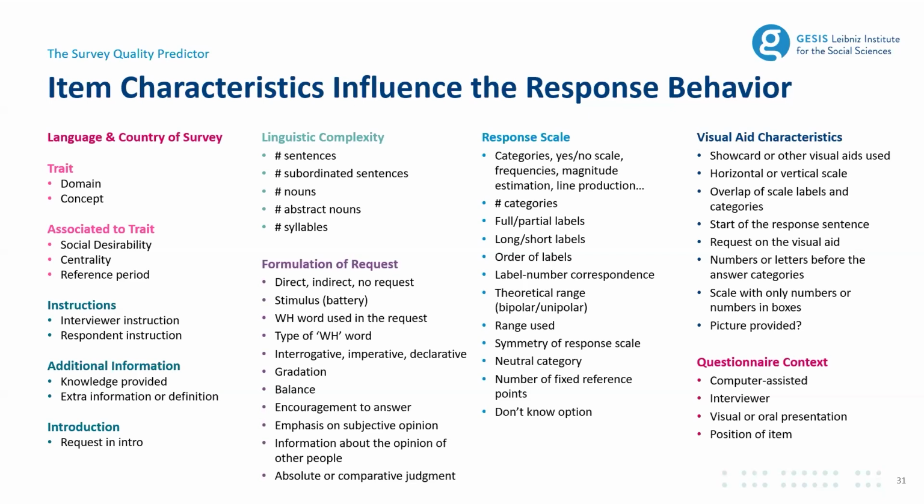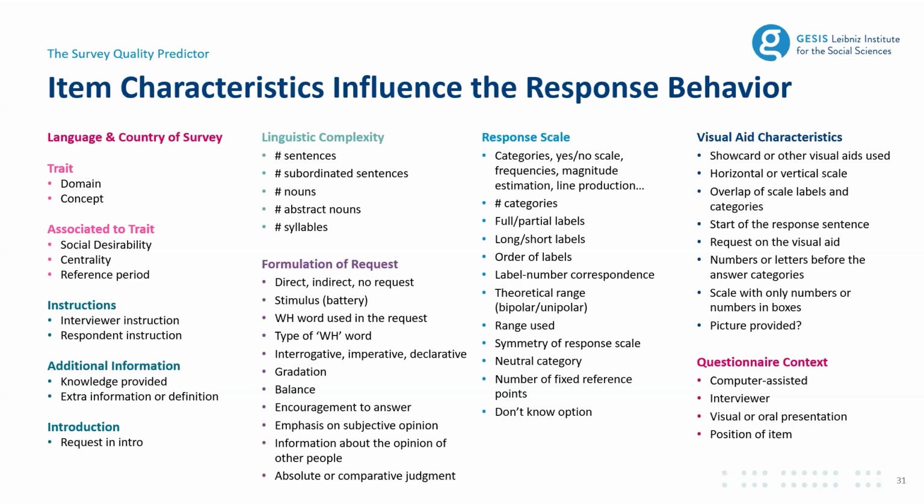Obviously, language and country might have an effect on how people react to the survey item or how they understand it. Then the trait, which refers to the domain and the concept. I did say earlier that this is dependent on the study. You cannot really choose, but still it has an effect also on the quality. So if you just think about things that are maybe more salient to the respondent or less salient, then the answer probably, or the quality of how they answer, is also different. Whether you ask about something that was in the past or in the future or referring to the current state, of course, also makes a difference.